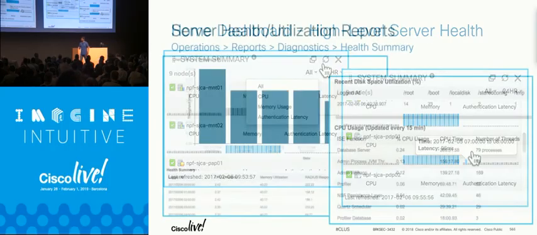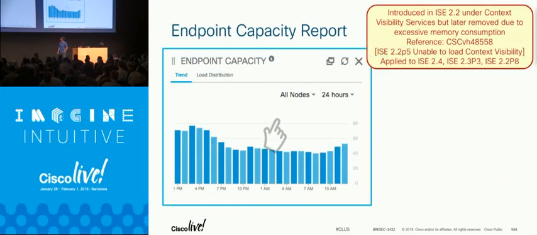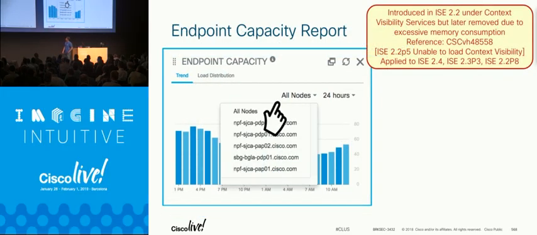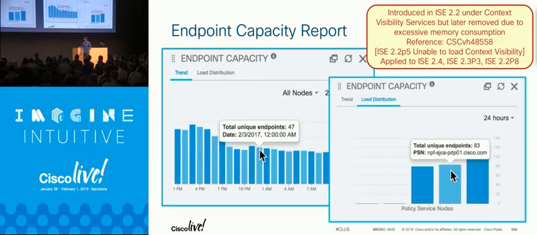A few other things you can do is server health. You can look at the operations report, diagnostic health. Health summary is a good one. It tells you the overall function of ISE. That's a good page to look at. You can look at the endpoint capacity of all the nodes. What is the load on each PSN? And I absolutely love this. This is a good thing to look at. It was introduced in 2.2, right?